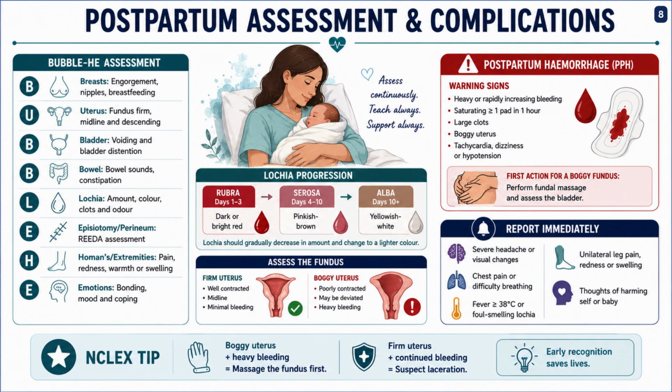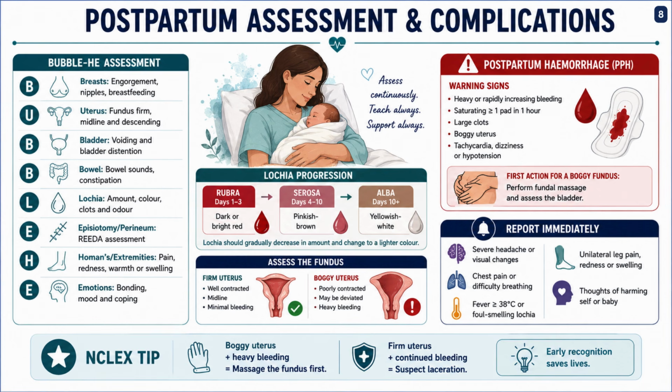E represents the episiotomy, perineum, or surgical incision. Use the REEDA framework: redness, edema, bruising, discharge, and approximation. The H refers to the lower extremities. Assess for unilateral warmth, redness, swelling, or pain, which may indicate a blood clot. The final E represents emotions, bonding, and coping.